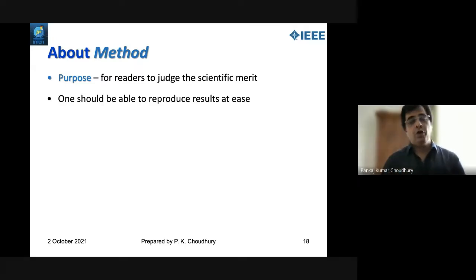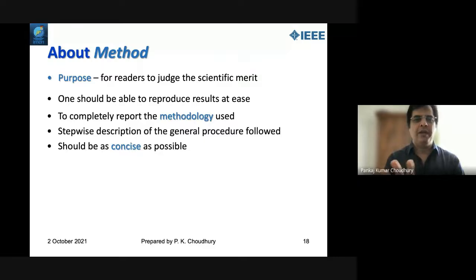Okay, so document all the procedures followed here so that others may use them, at least partly, in some other studies. You just do it in this way to completely report the methodology used. The description should be stepwise, of the general procedure followed, and should be in a concise form. One must keep citing the papers as well.